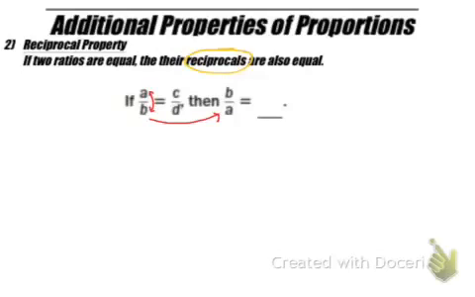So if you flip the first ratio and it becomes b over a, that is also equal to the reciprocal of the second ratio, which would be c over d, which would have to flip to equal d over c.